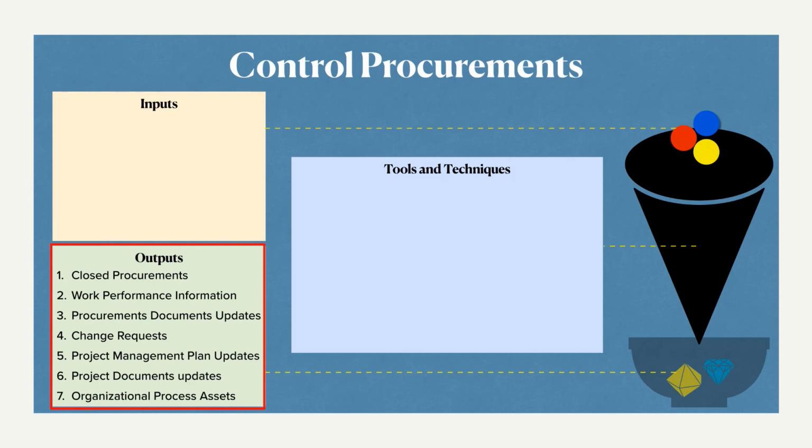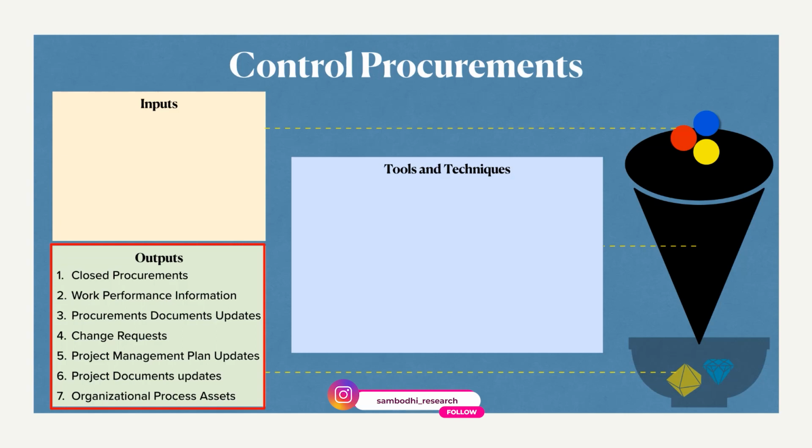Starting with the closed procurements, this is a formal written notice to all the vendors that the contract is now completed after ensuring all the deliveries, and then we are closing the procurement. Such a formal written notice stating the closure of procurement, that is the closed procurements. So all these statements or notices are gathered after this.